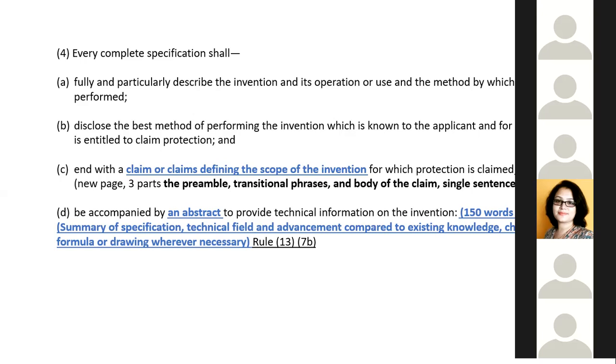At the end of the claim only there is a full stop. Okay. So what is a preamble?